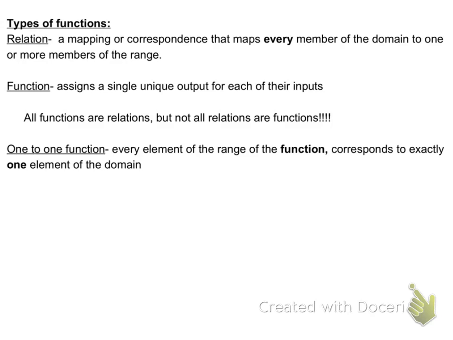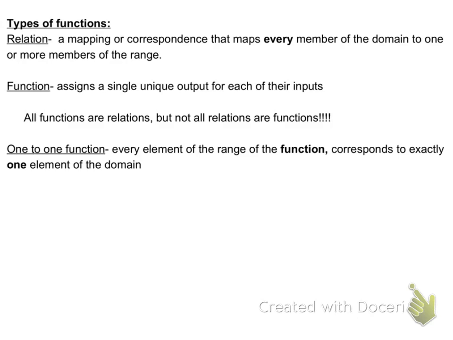What I want to move on to is types of functions. We have types of functions, and the types of functions can be a relation. Now wait a minute, a relation does not necessarily guarantee a function. A relation, guys, is a mapping correspondence that maps every member in the domain to one or more members in the range. Basically saying you have inputs to outputs. That's different than the relationships you guys have. So, inputs to outputs. That's it. That's all the conditions there.